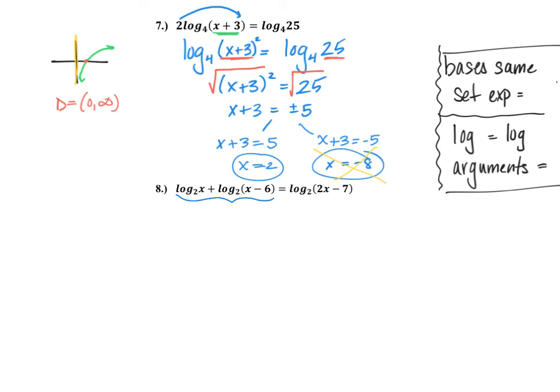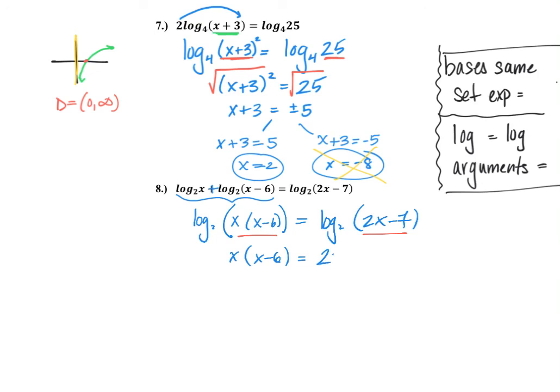So since there is a sum, this is an addition, I know I'm going to write it as a product. So that means I have log base 2, in parentheses, I'm going to have x times the binomial x minus 6, and that's going to be equal to log base 2 of 2x minus 7. Now, if I have two logs with the same bases that are equal, the only way that makes sense is that the arguments are equal as well. So I'm going to set x times the binomial x minus 6 equal to the binomial 2x minus 7, and I am going to solve.